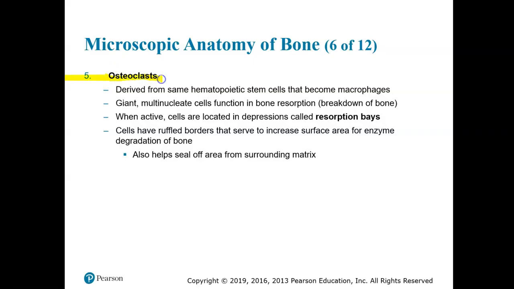Osteoclasts are derived from a different line of stem cells. They're derived from the same stem cells that become macrophages, which are the big white blood cells. So they are not derived from the osteogenic cells. They're not derived from bone cells. They're derived from basically blood cells. They are giant cells with many nuclei, so we call them multinucleate. And they function in bone resorption. That word resorption means breakdown. Bone breakdown.